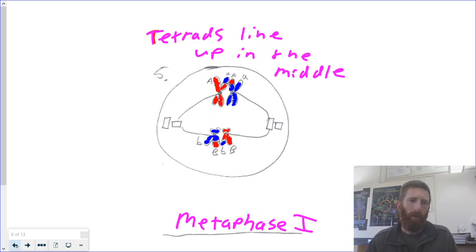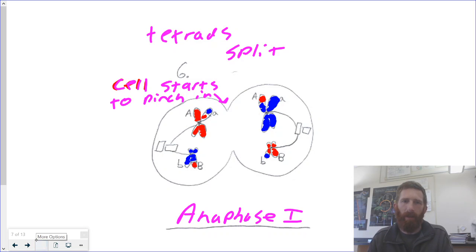So in metaphase, in mitosis, chromosomes line up in the middle. Metaphase 1 of meiosis 1, tetrads line up in the middle, right? Same thing, anaphase of mitosis, the chromosomes split, the two sister chromatids split apart, right? But then in anaphase 1 of meiosis 1, we just replace chromosome with tetrad, and so the tetrad splits, so write that down. And then, of course, notice that the cell starts to pinch in.